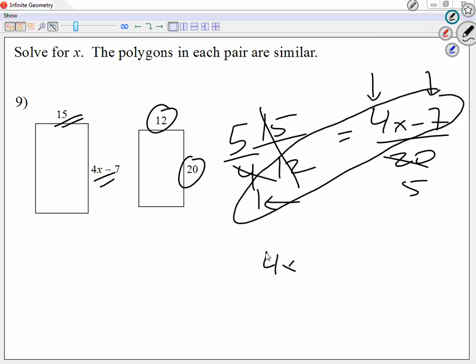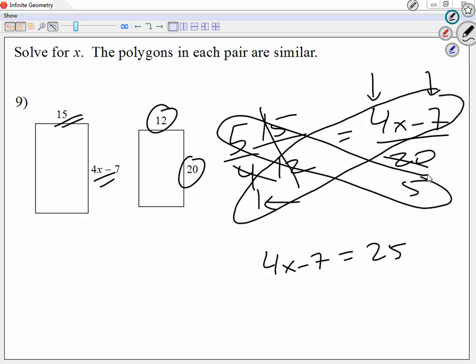So we have 4x minus 7 is equal to 25. All right, 5 times 5 gave me 25. I think the rest you guys can do. If 4x minus 7 equals 25, what's x? 8. x equals 8. All right, anything up until number 12?